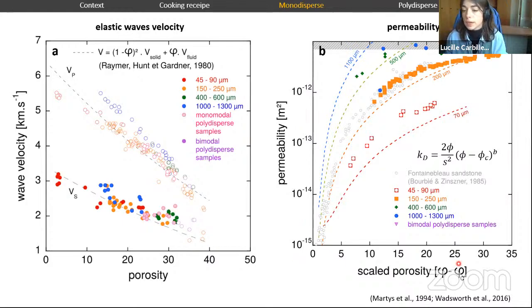On the right panel, in figure B, you can see results of permeability measurements. So it's presented permeability against porosity. And what we see is that the overall trend is that as porosity increases, permeability increases too. And we see that our data nicely fits on different lines, which correspond to different grain sizes. So here the grain size does make a difference, and the dependency of permeability on porosity is actually very well predicted by this universal scaling proposed by Malthus in 94, and then remodeled by Wadsworth in 2016.